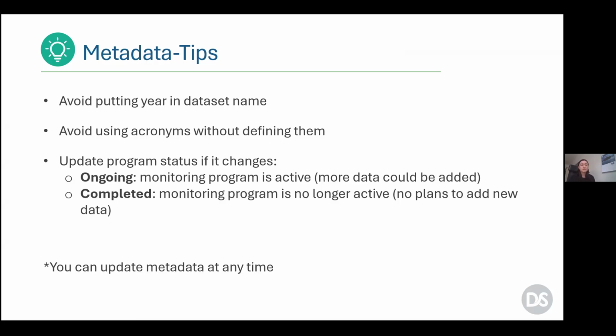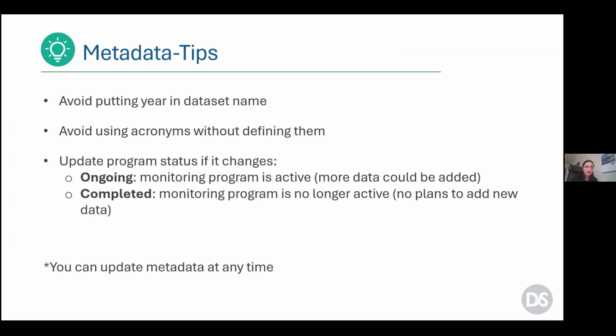We also recommend avoiding using acronyms without defining them. If you do this, it might make it harder to find your data set. So using full names means your data set is more findable. Another point is that in the metadata, you can indicate the program status as either ongoing or completed. Ongoing means your monitoring program is active and you plan to add more data, versus completed, which indicates that there were no plans to add new data. So we recommend updating this status if you ever finish your monitoring program.